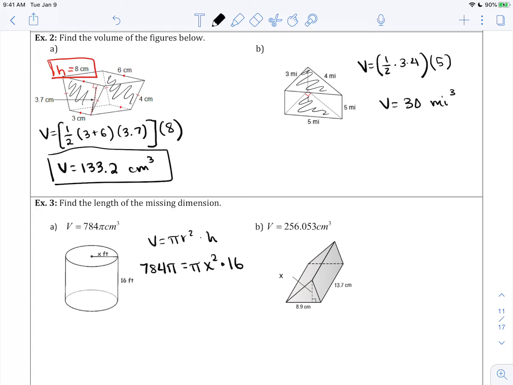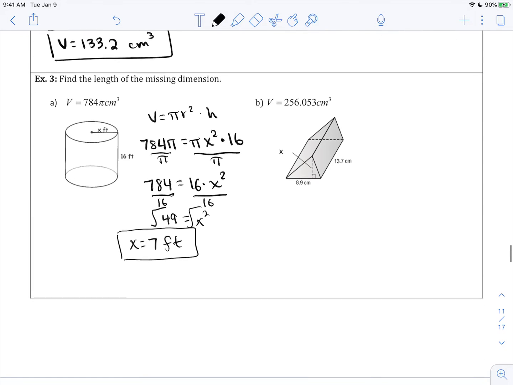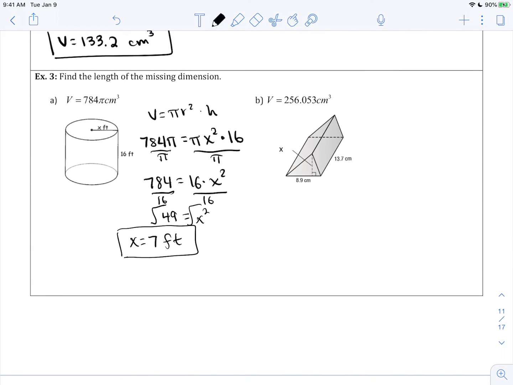All right, to solve this, the first thing I want to do, they both have pi on both sides, so I can divide by pi, which cancels out the pi, leaving us with just 784 equals 16 times x squared, right? I want to get x by itself, so I'm going to divide by 16. X squared equals 49. And then we want just x, so I'm going to square root both sides, and I get that x equals 7 feet. So our radius is 7 feet.